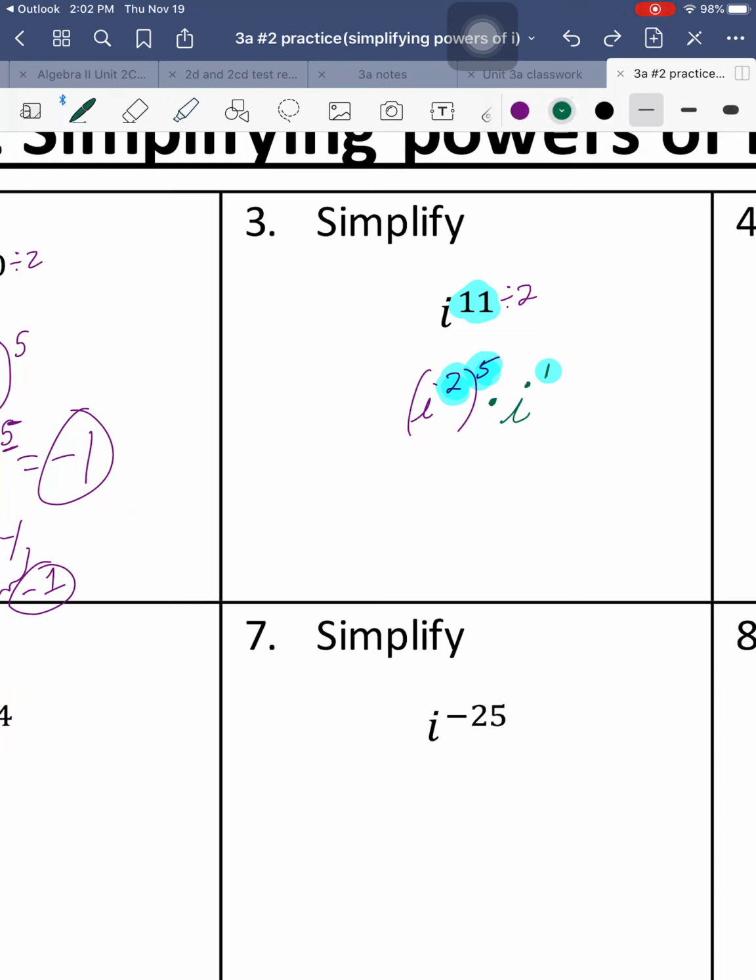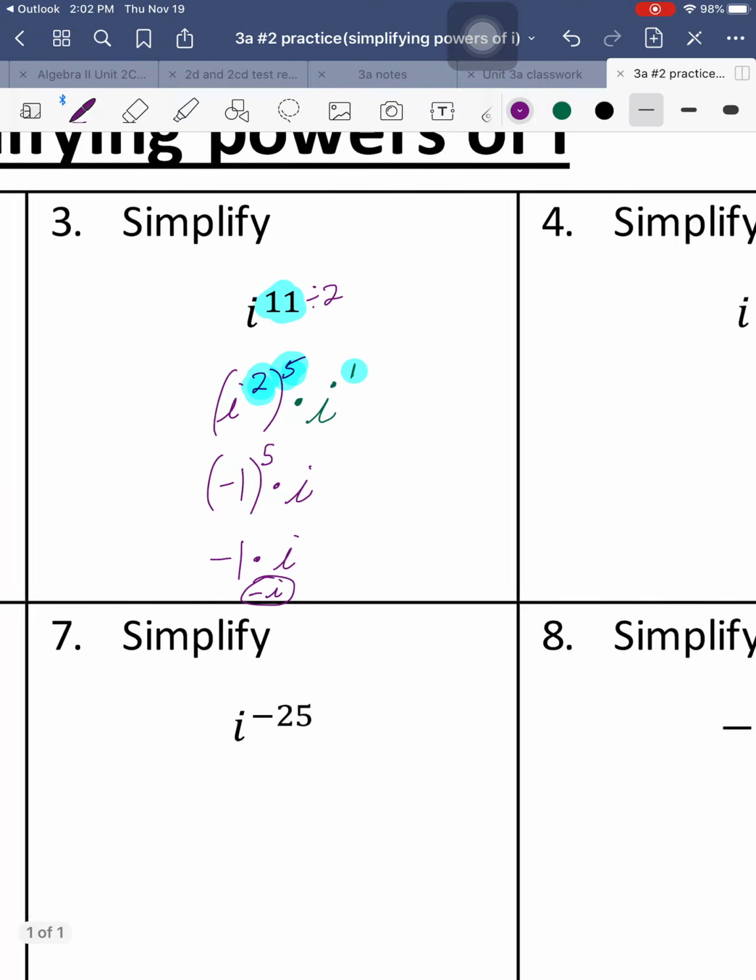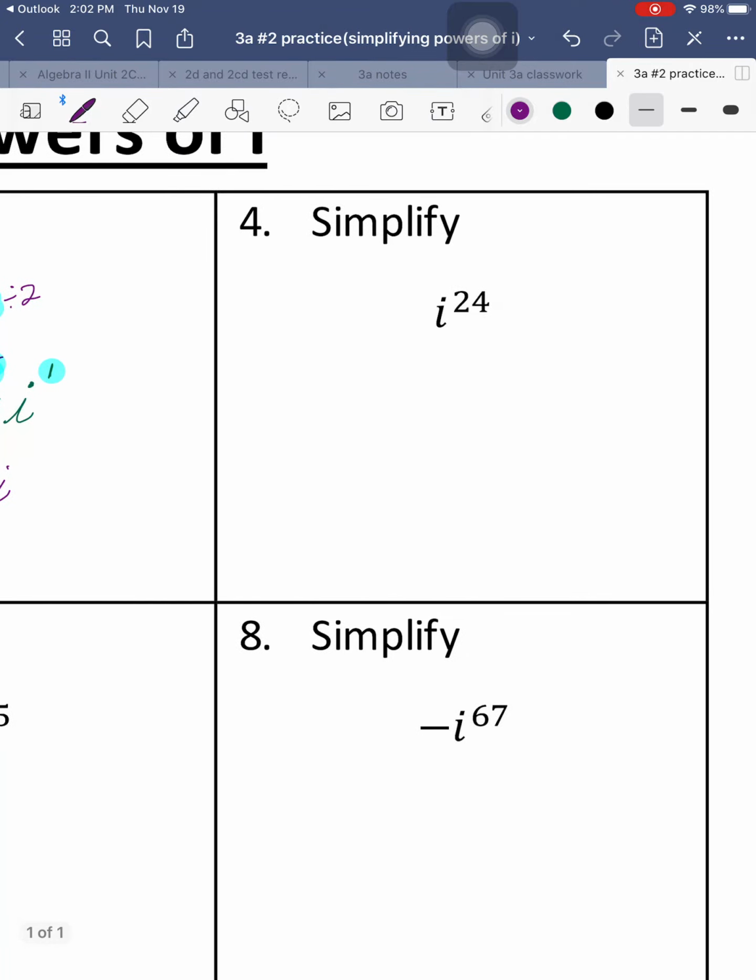So now let's look at what we can simplify. i squared, that's always your next step. Convert that to negative 1 to the 5th times i. Negative 1 to the 5th power, we just worked that out. Negative 1 to an odd power is negative 1, times i. Treat it just like a variable, i. Negative 1 times i is negative i. That's your answer.